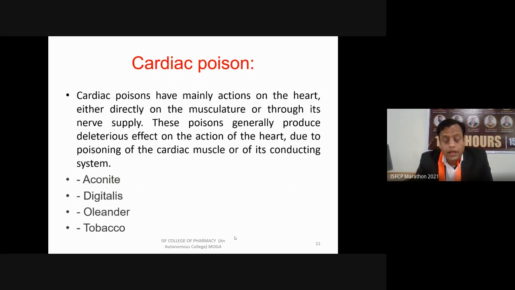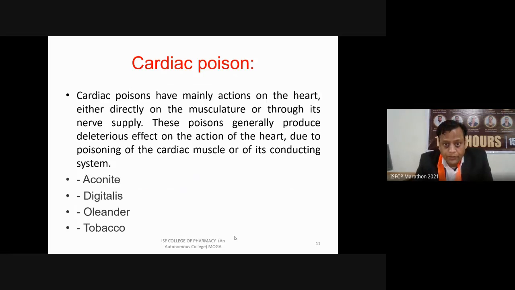Now the next category of poison is cardiac poison. So cardiac poisons have mainly action on the heart. So when any poison affects the heart muscles, or any musculature of the heart, or the nerve supply related to the heart, that is responsible for cardiac poisoning.